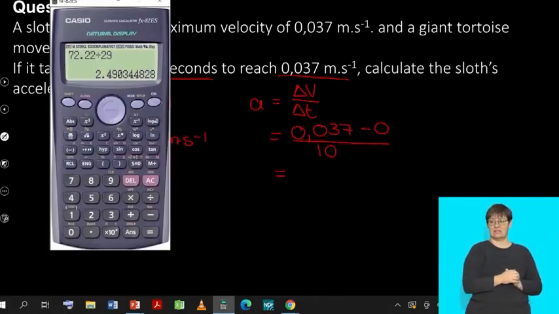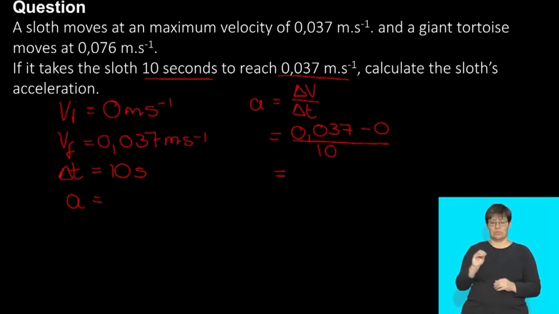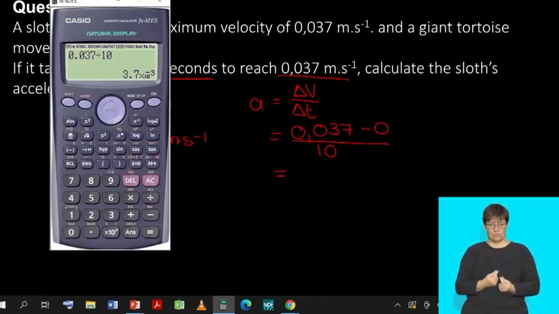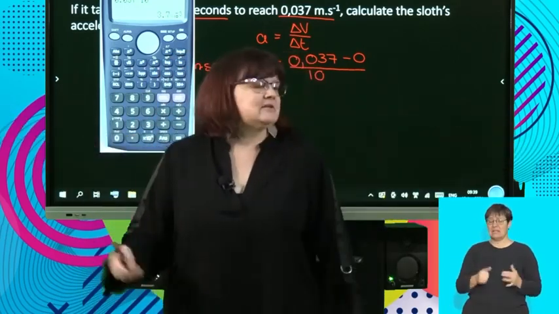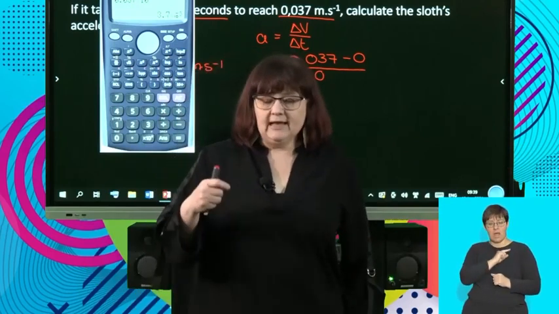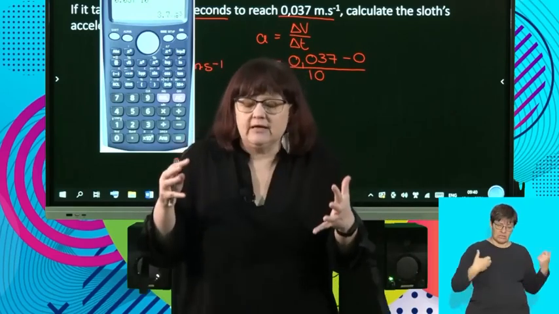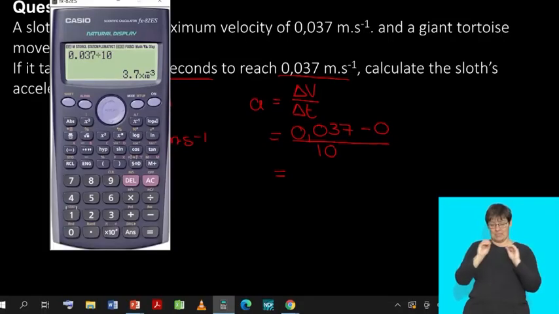We take out our trusty calculator, and we go 0.037 divided by 10, and it just gets smaller. My calculator has already put it into scientific notation. You don't have to, but as soon as you get numbers with lots of noughts before the number after the decimal, or lots of noughts after the number, scientific notation is much better because you're less likely to make a mistake when you write the answer down. When there's lots of noughts, sometimes just because of stress, you write too few or too many, and then the answer's wrong. So I'm going to keep it in scientific notation. I'll show you what it is out of scientific notation in a second.